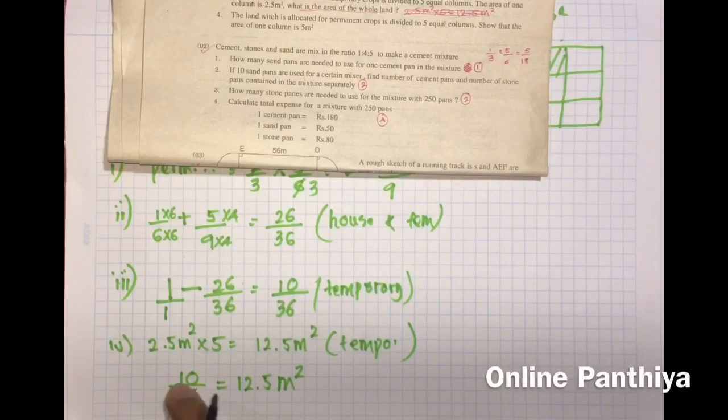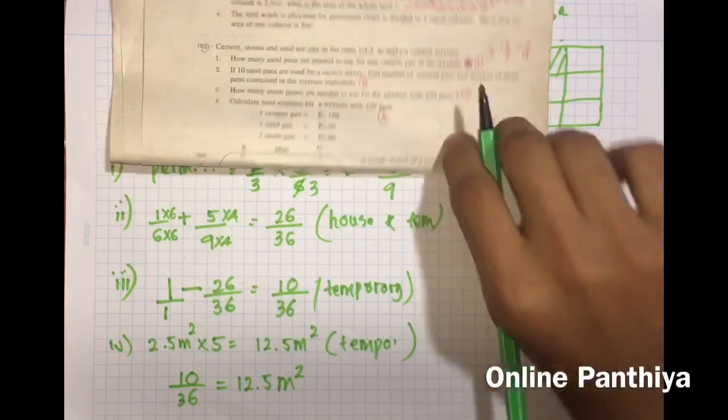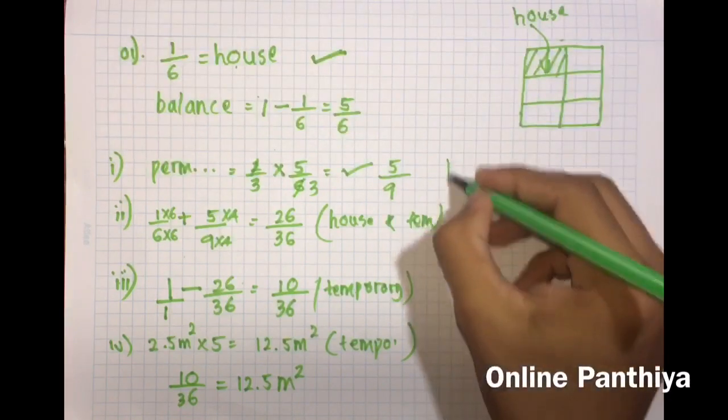So in order to find the whole land, you have to find what is the amount for 36 parts. So 10 parts is equal to 12.5. So what should you do? You have to divide 12.5 by 10. That will give you the value of one part, and then you have to again multiply by 36.